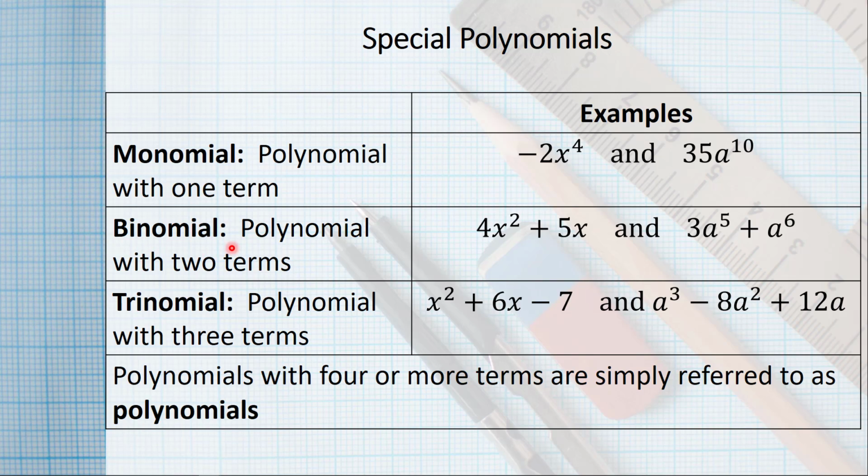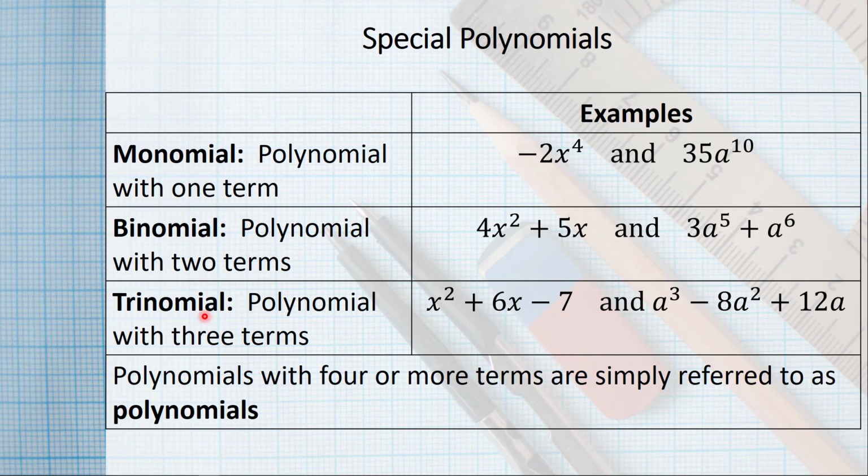Now, for a binomial, as the name implies, binomial implies two terms. So here we have two terms, 4x squared plus 5x. Now this has degree 2 because the monomial with the largest degree is this one right here, and it has degree 2, and therefore the leading coefficient is 4. Now this is also a binomial, 3a to the 5th plus a to the 6th. This is of degree 6 because the monomial with the highest degree is 6. And here the leading coefficient is 1. Since it's a to the 6 by itself, we'd assume that it's being multiplied by 1.